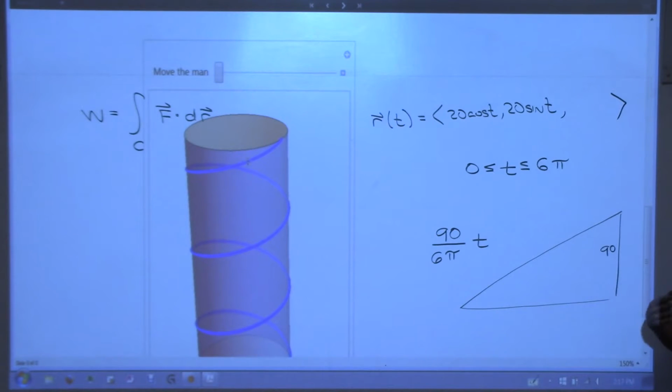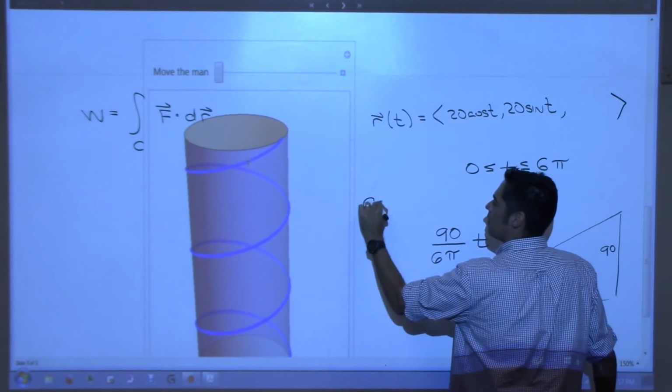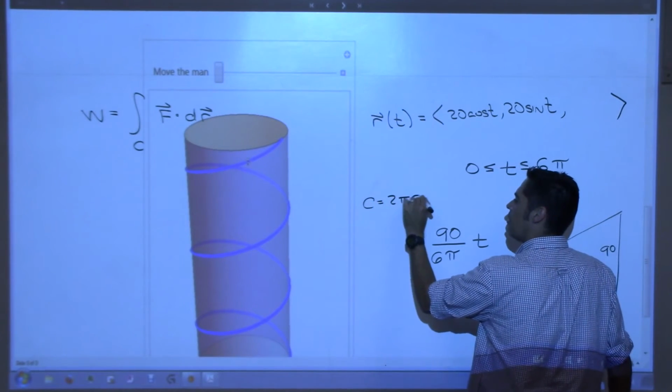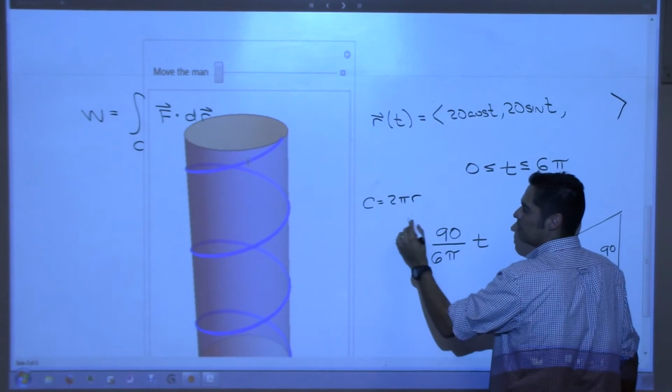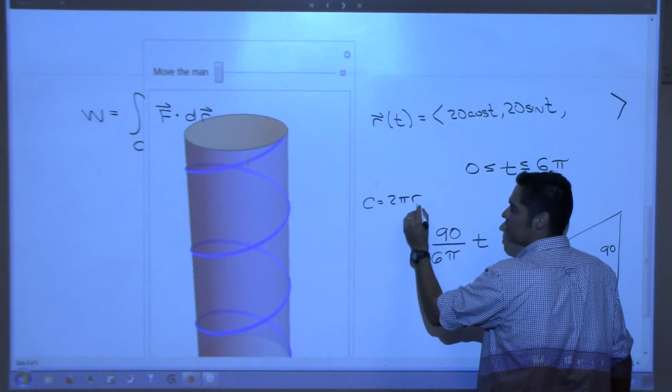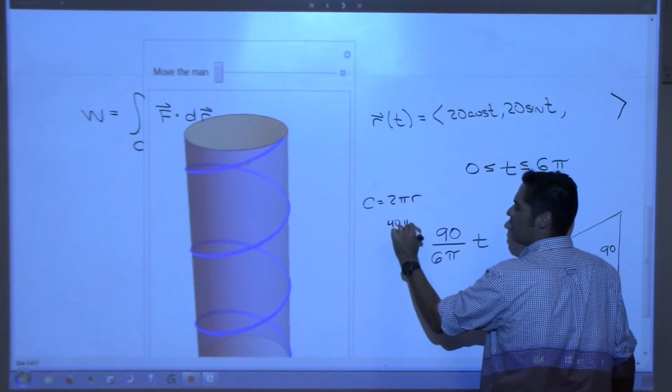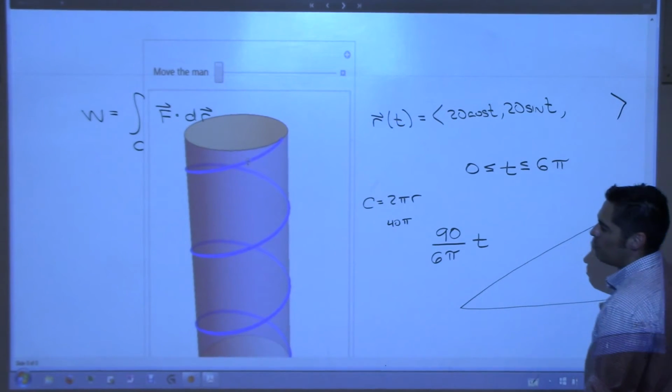It's three times the circumference of one circle. What's the circumference of a circle? 2 pi times r is the circumference of a circle. R was 20, so 40 pi is the circumference, and then do what?